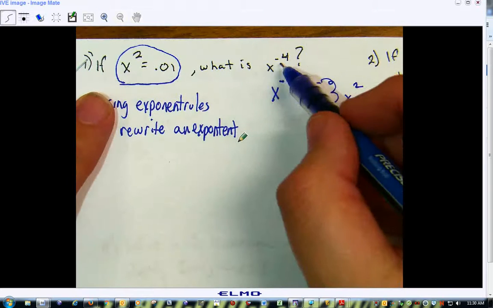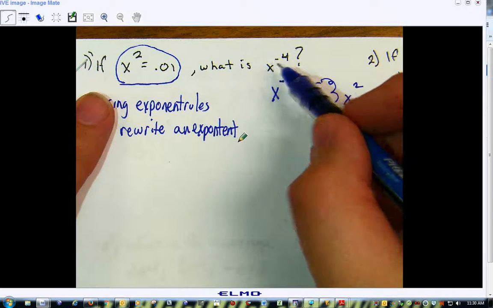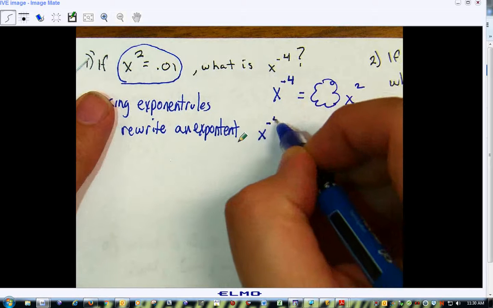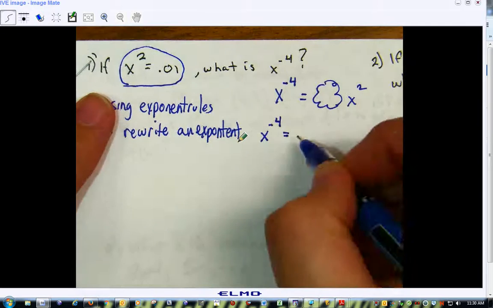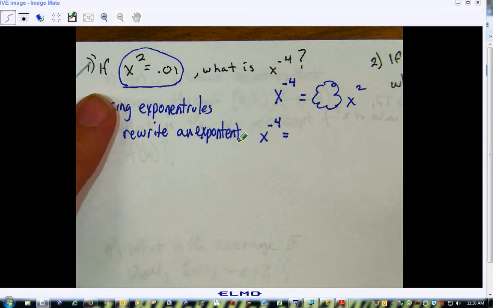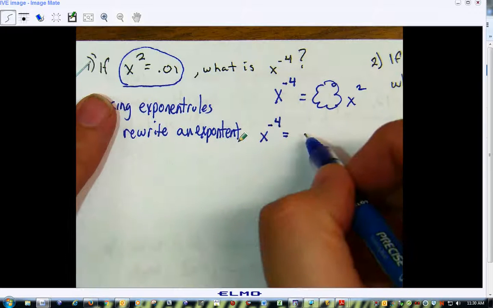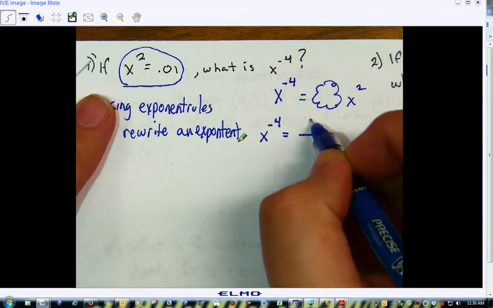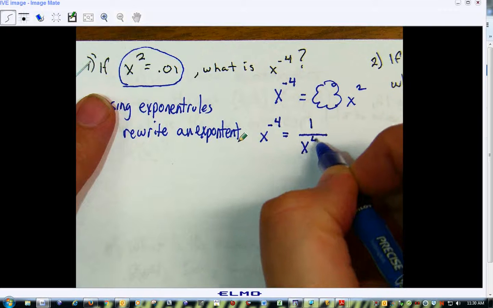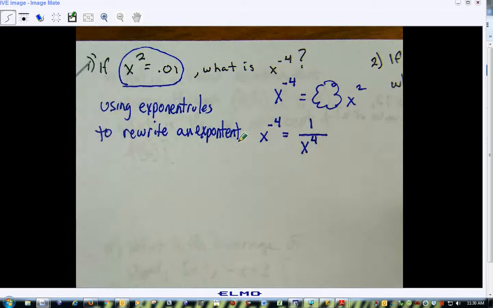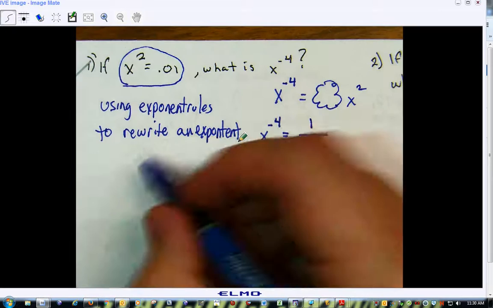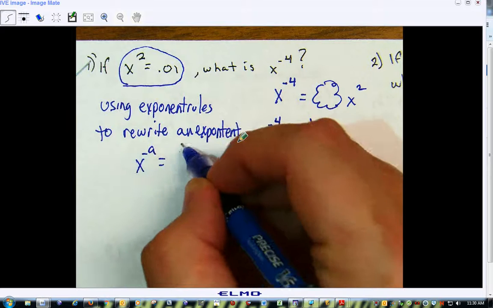Now, with a negative exponent, how do I rewrite? If I have x to the negative fourth, what is that really equal to? What does that negative do? That negative exponent? It turns into 1 over x to the fourth. It's that rule, x to the negative a is equal to 1 over x to the a power.